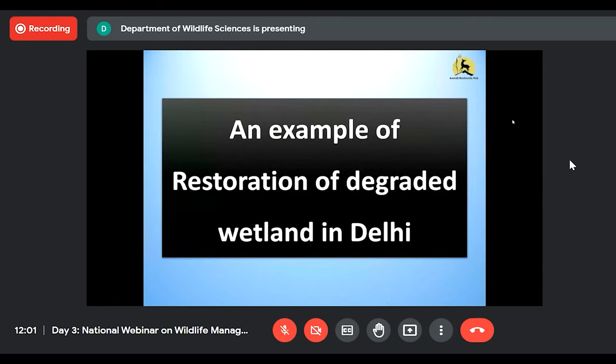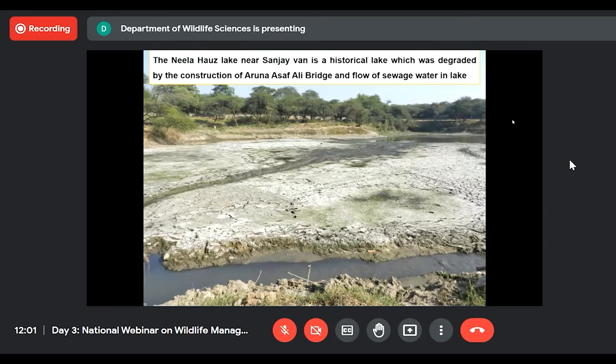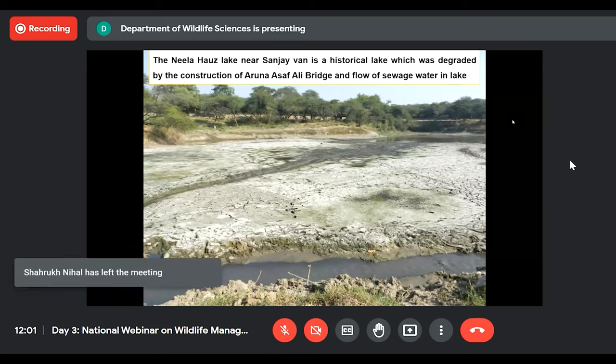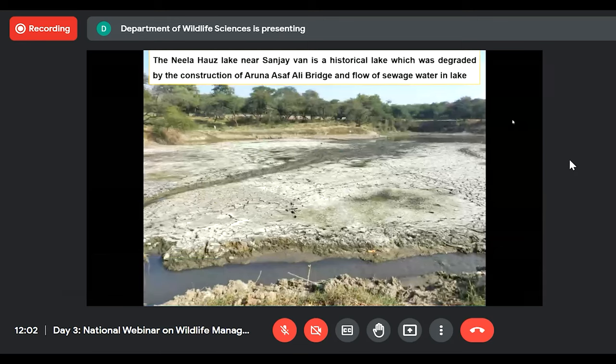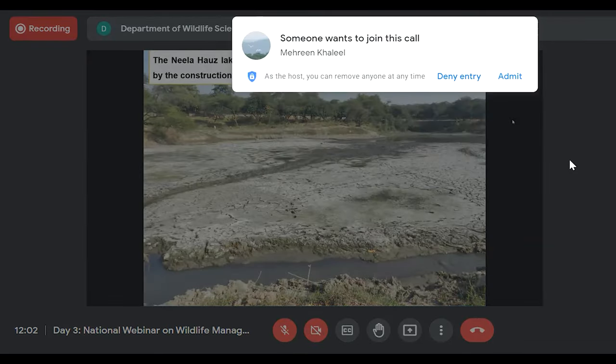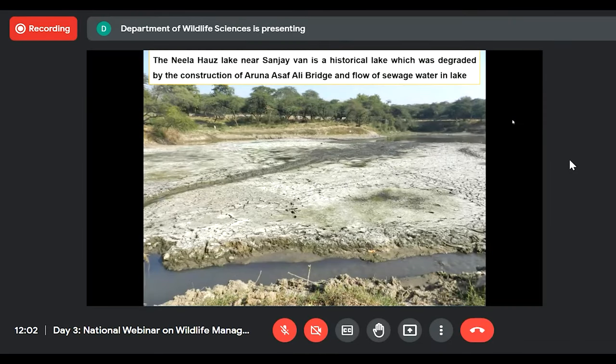I'll show you two more examples of biodiversity parks, that is, restoration of degraded wetlands in Delhi. Next, please. Neela Hauz used to be the biggest lake of South Delhi in the past. Its name says it used to be blue, and it was providing drinking water to South Delhi some 500 years back. But due to developmental activities, the lake was degraded by the construction of the Arunachalpally bridge and the flow of sewage.